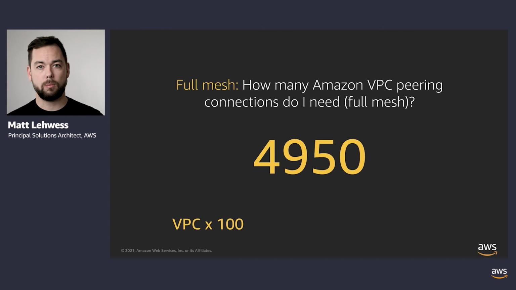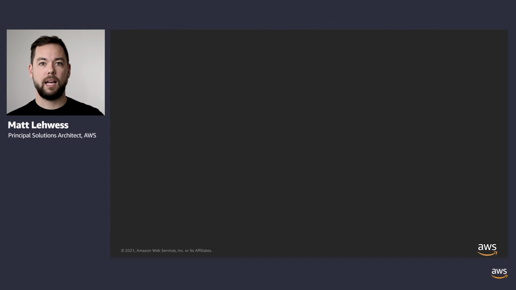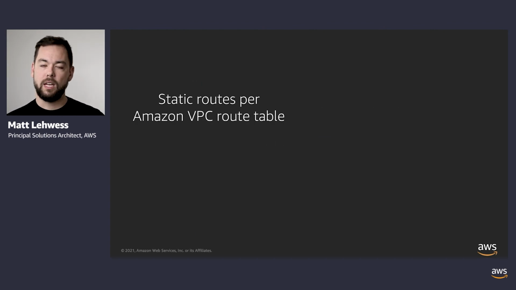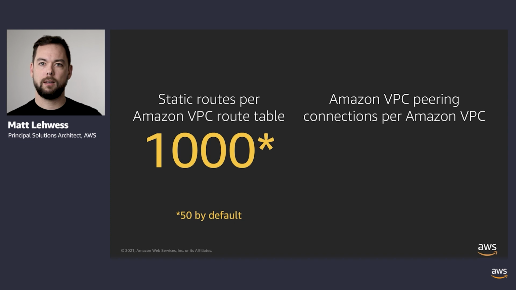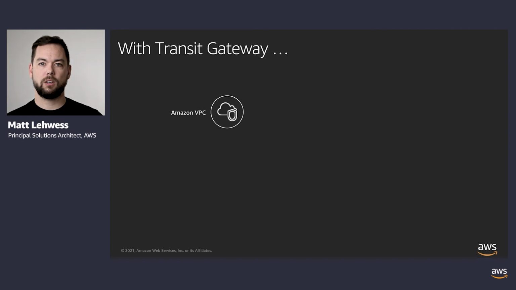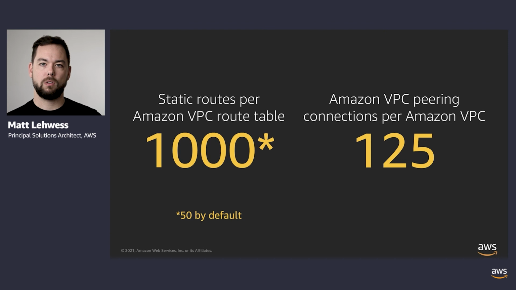And that's actually not possible because we do have some limits that you would hit. So static routes per Amazon VPC route table is now 1,000. It used to be 100, but it's now 1,000. So that's actually a little bit better. It's 50 by default, so you definitely want to increase that soft limit up to a hard limit of 1,000 if you need it. But you can also only have 125 peering connections per Amazon VPC.